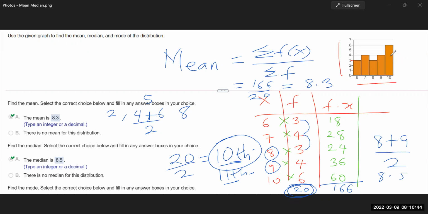Now, the last question that would have been on this problem was to find the mode. And the mode is the number with the highest frequency. Now, when you look at the frequencies, the number with the highest frequency is your 10. Okay, because that's the tallest bar right there. All right. So the mode is not 6. The mode is what? It is 10. The number that has the highest frequency. Okay. And that is how you answer this problem.